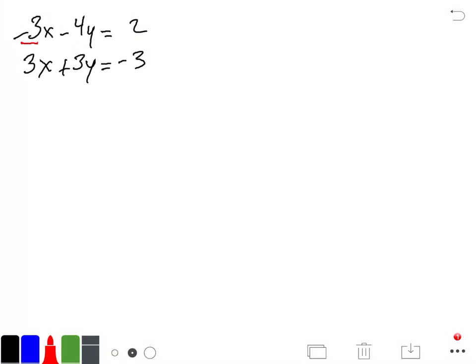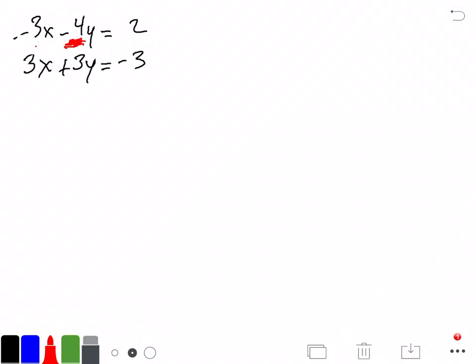Can I take my -3 and divide it into this -4 and get a whole number? Well, the answer to that is no. So I'm probably not going to solve the top equation for x. Now I'm going to check for y. Can I take this -4 here and divide it into the -3 here and get a whole number? No, you can't. So I'm probably not going to solve that equation for y either.